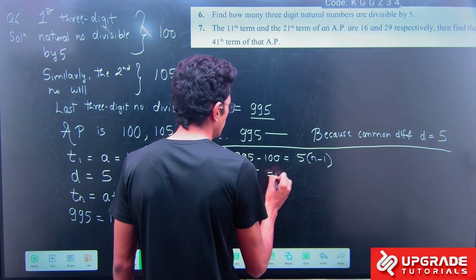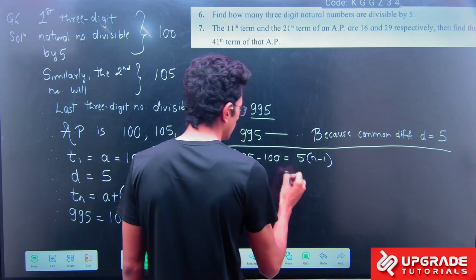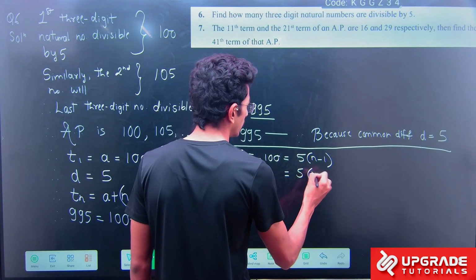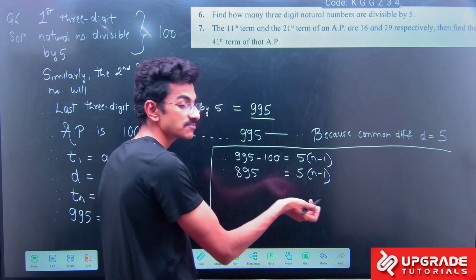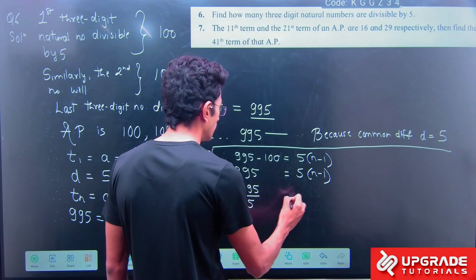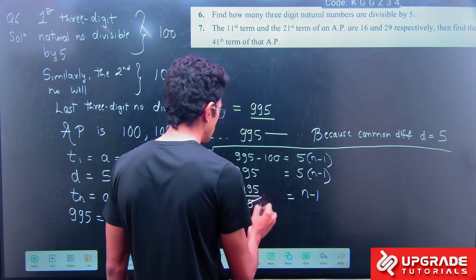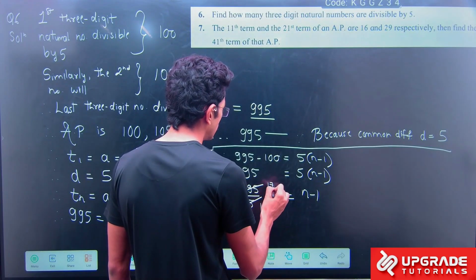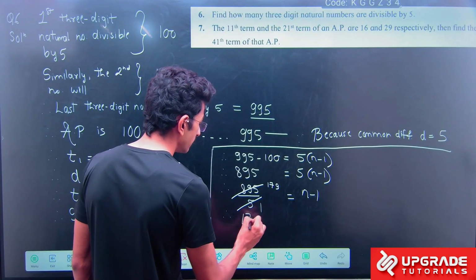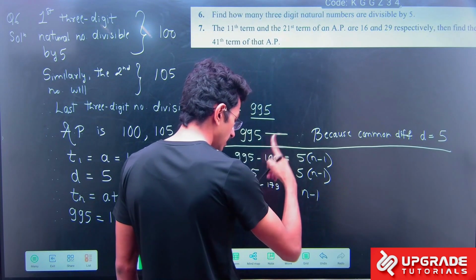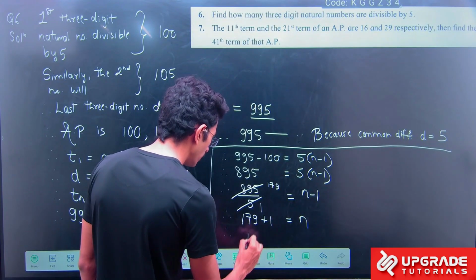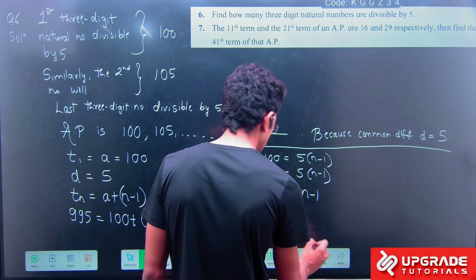895 is equal to 5 times n minus 1. Right. 5 here it is multiply, it will come here and it becomes divide. 895 upon 5 is equal to n minus 1. 5 ones are 5, 5 sevens are 35, 5 nines are 45. 179. Therefore 179, here it is minus, it will come to LHS and becomes plus 1 is equal to n. Therefore the value of n is equal to 180.